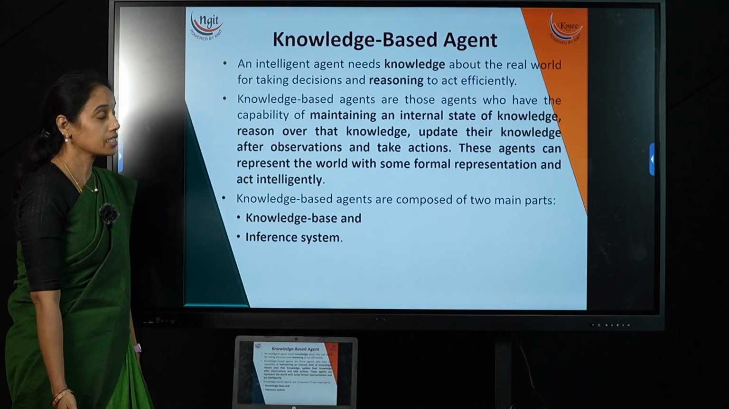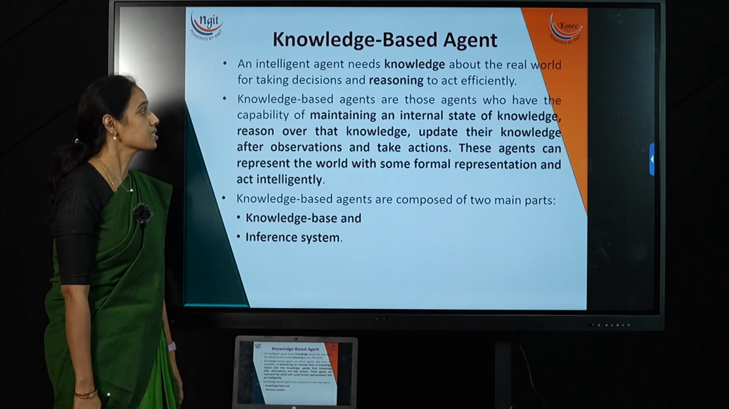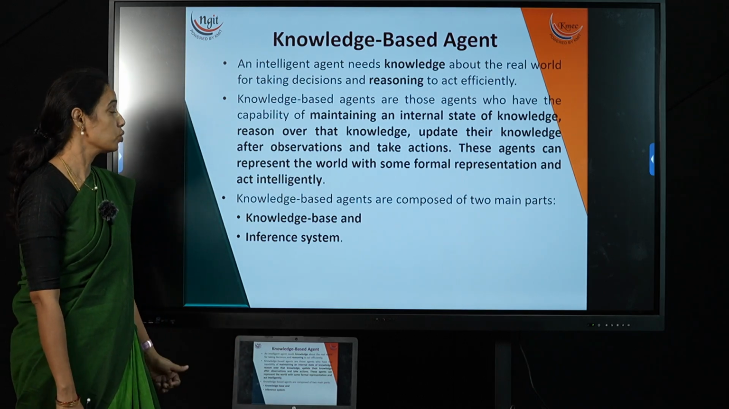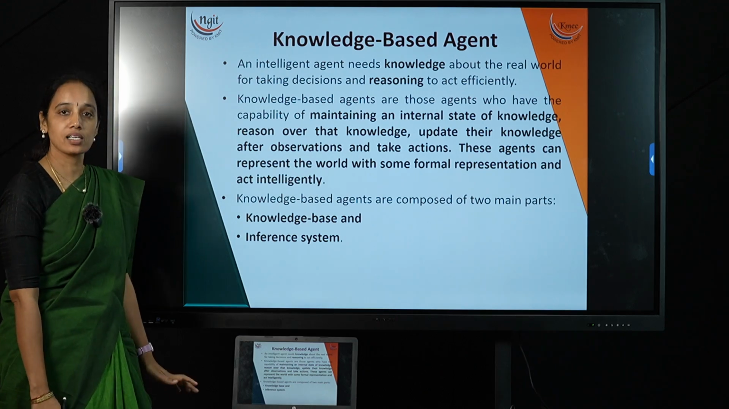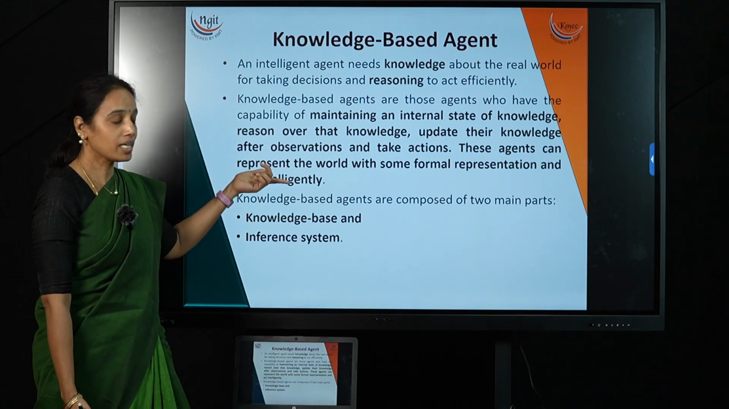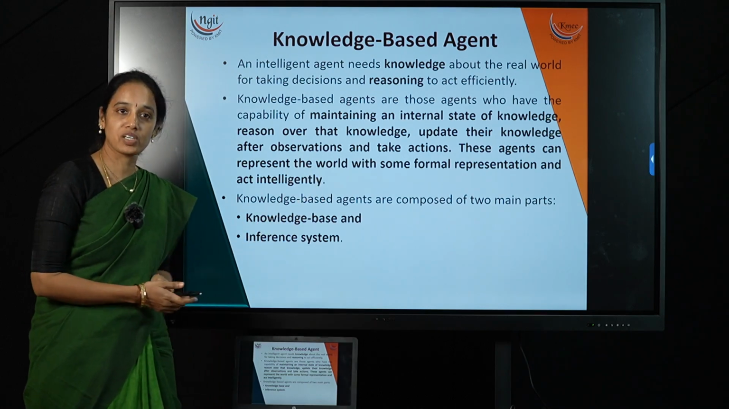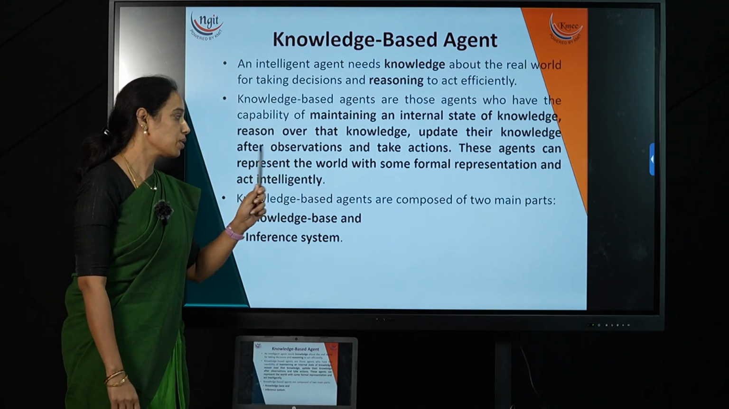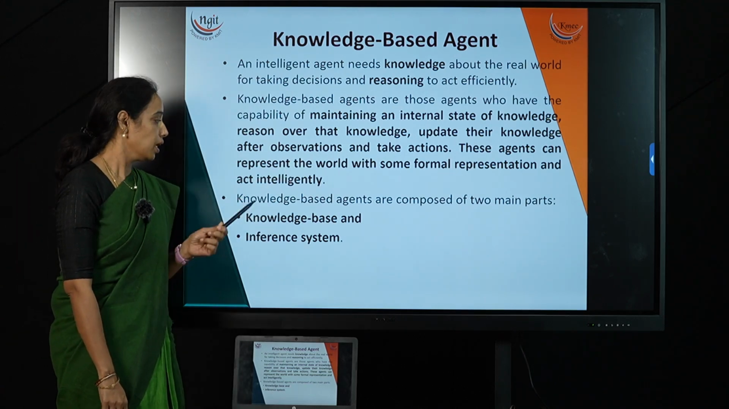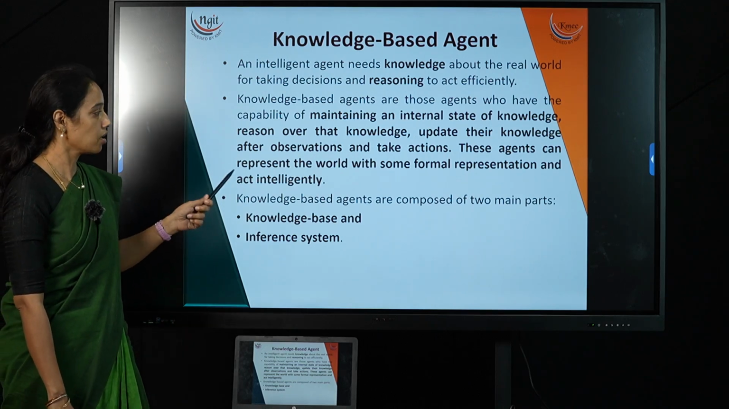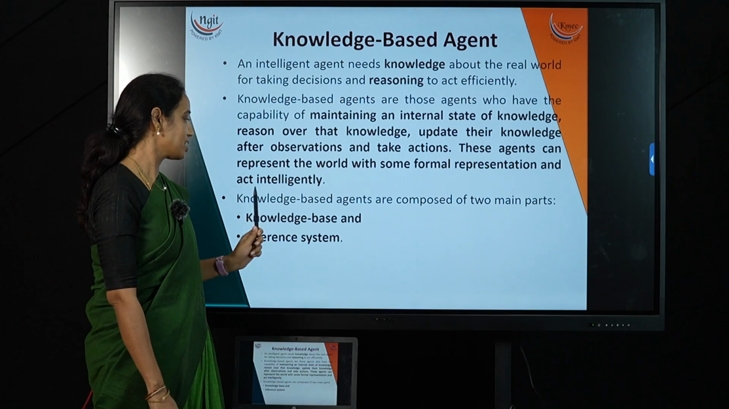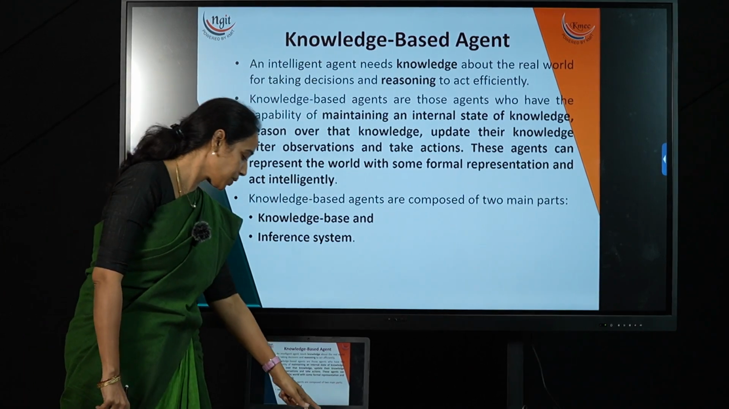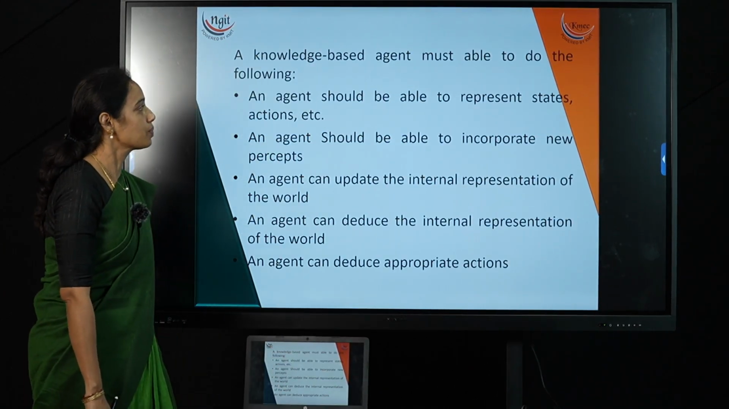An intelligent agent needs knowledge about the real world for taking decisions and reasoning to act effectively. Knowledge based agents are those agents who have the capability of maintaining an internal state of knowledge, reasoning over that knowledge, updating their knowledge after observations and taking actions accordingly. These agents represent the world with some formal representations and act intelligently. Knowledge based agents are composed of two main parts: the knowledge base and the inference system. The knowledge base is also called the KB, and it is the central component of the knowledge based agent.